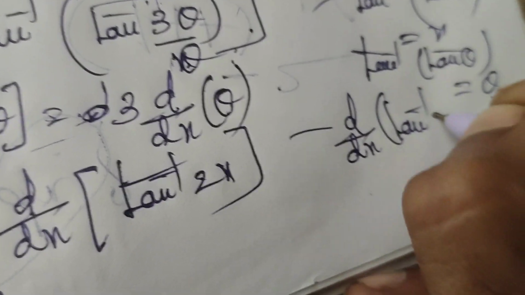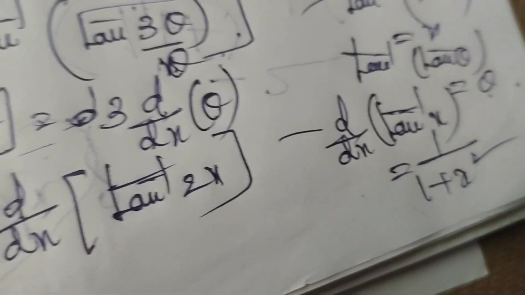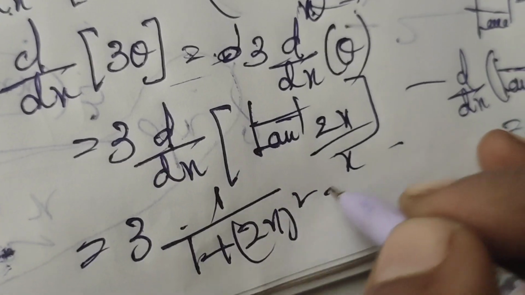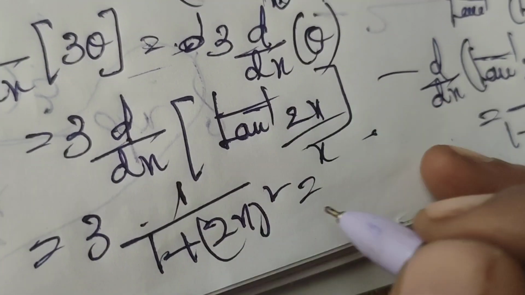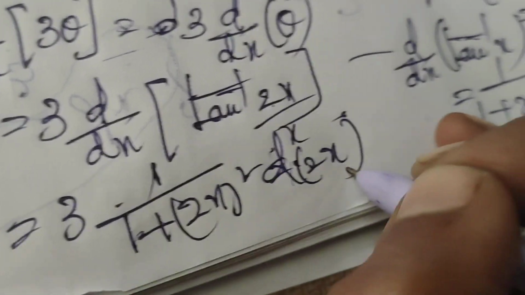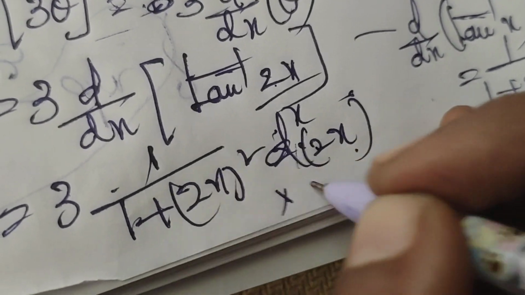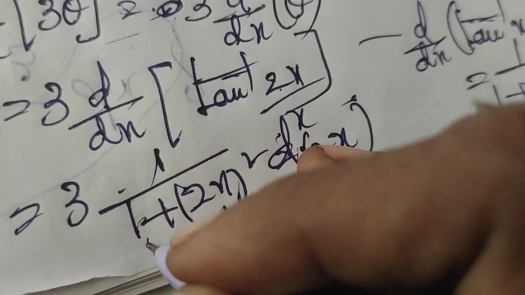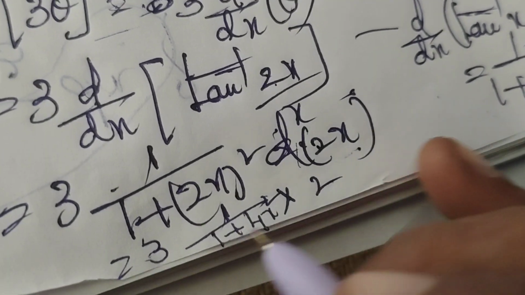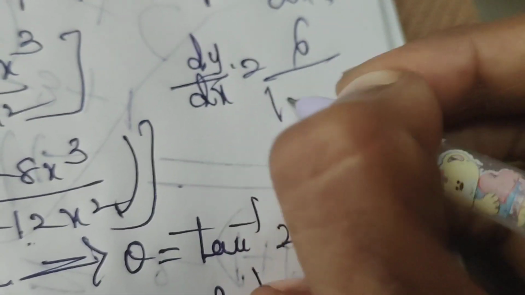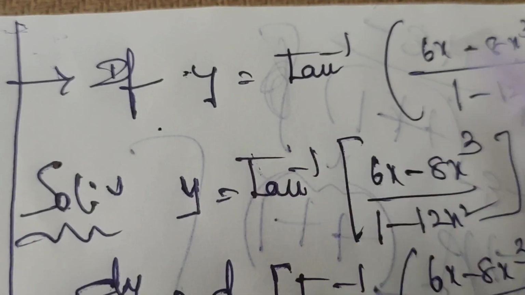Therefore, 3 into d by dx of tan inverse x, we know the formula is 1 by 1 plus x square. But in place of x here, 2x is there. Therefore, 1 by 1 plus 2x whole square. Again, differentiation of 2x, the inner function, gives 2. So 1 by 1 plus 4x square, write 3, therefore 3 twos are 6. dy by dx equals 6 by 1 plus 4x square is the solution.